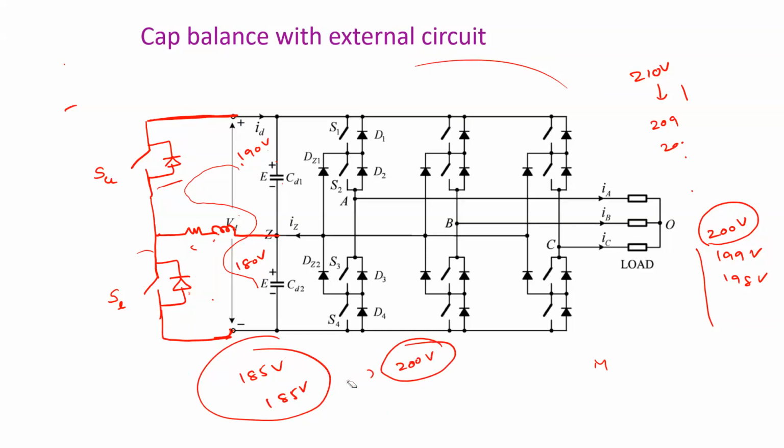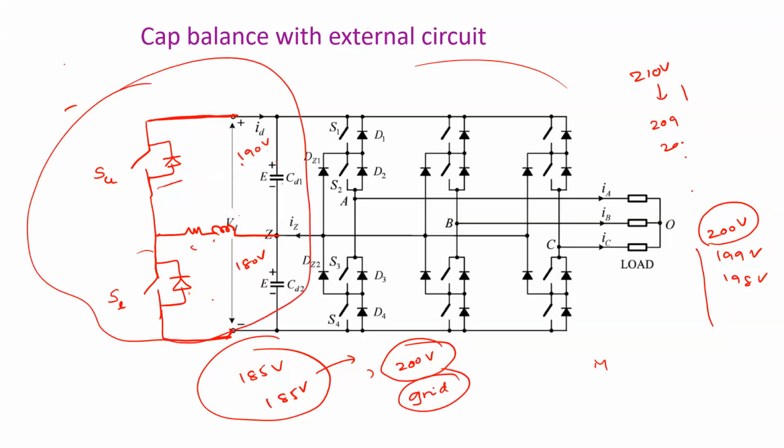So what we have to do is, the energy that requires 200 volts must be drawn from the grid. Okay, so that energy must be drawn from the grid. So this setup will not give the excess energy, right? This setup will not give the additional energy.